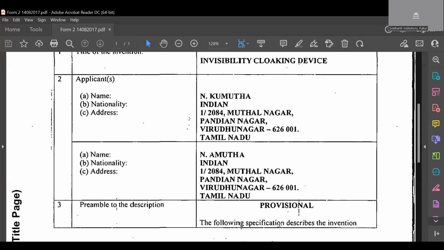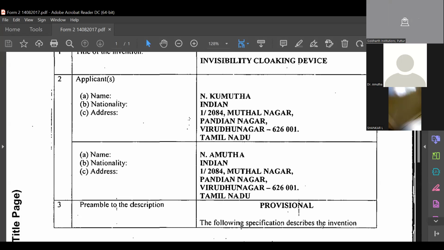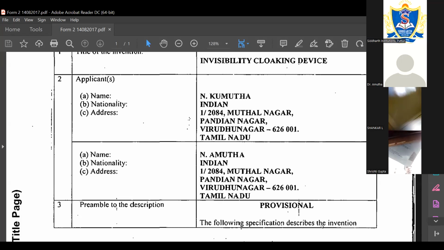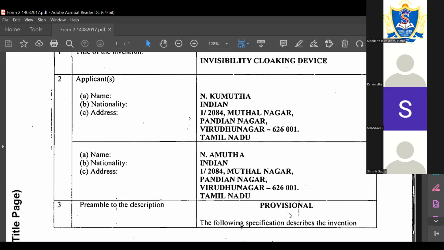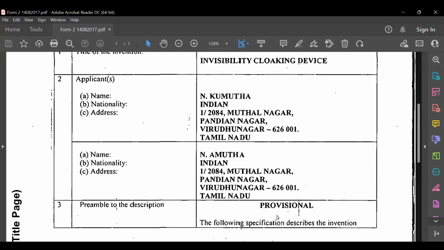Provisional: the following specification describes the invention. It is nothing but the preamble. It is given in the Patent Act 1970, so you have to follow this. While submitting the provisional, you have to use these wordings as a preamble.